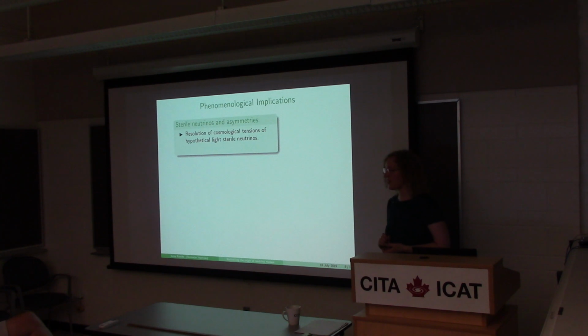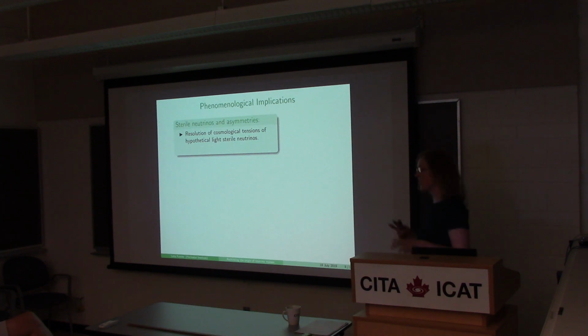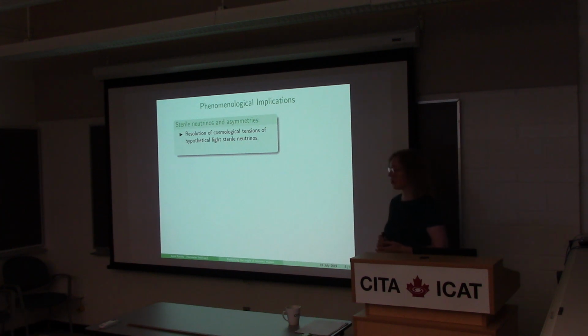So they're considering sterile neutrinos, they're considering asymmetries between neutrinos and antineutrinos in the universe, just as the baryon asymmetry. So what happens in our model if we are adding extra things to the standard model? The first thing is if we have sterile neutrinos. These are very well motivated by anomalies in experiments.